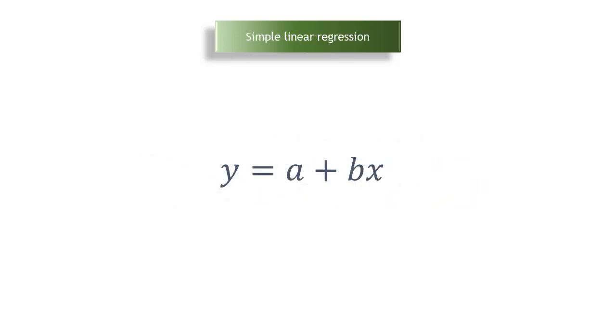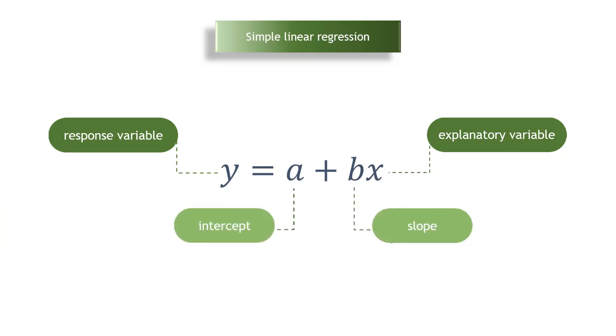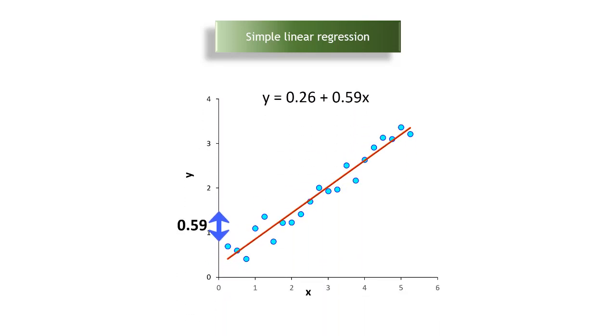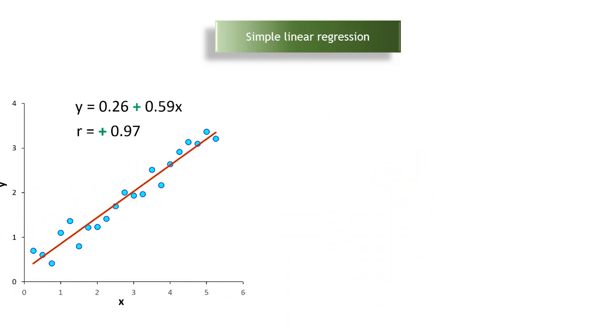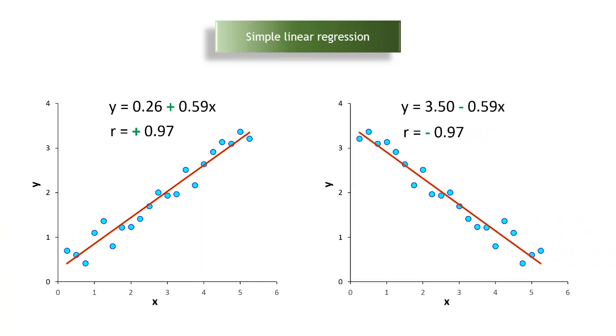When we're interested in the effect of an explanatory x variable on a response y variable, a regression analysis is appropriate. Simple linear regression describes the response variable y using this model. Here, the coefficients a and b are the intercept and slope of the regression line. The intercept a is the value of y when x is 0. The slope b is the change in y for every 1 unit increase in x. When the correlation is positive, the slope of the regression line will also be positive, and vice versa.